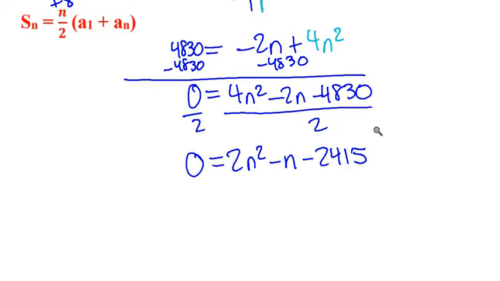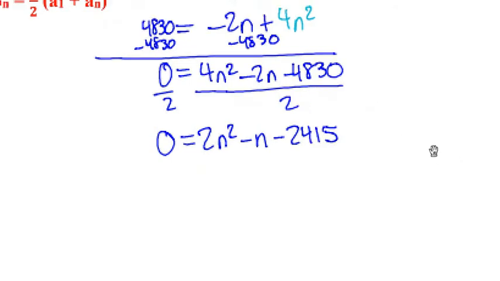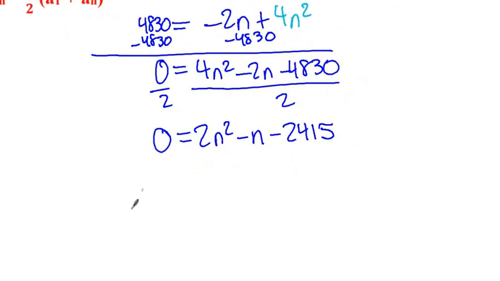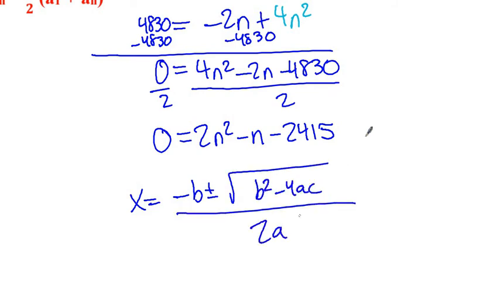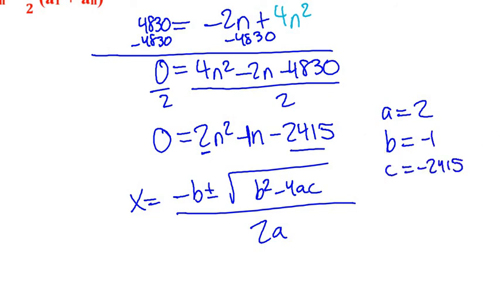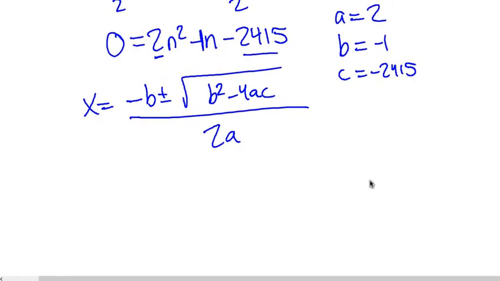Now the question would be, does that factor? And if it does factor, it's not going to be easy to factor, because that's such a large number. So let's use the quadratic formula instead, which I'm writing right here. So negative b plus or minus the square root of b squared minus 4ac, all over 2a. A is equal to this number 2. B is equal to, that's a negative 1 right there. And c is equal to this number, negative 2415. So yeah, this is a fairly large number, but that's probably the easiest way to do this.